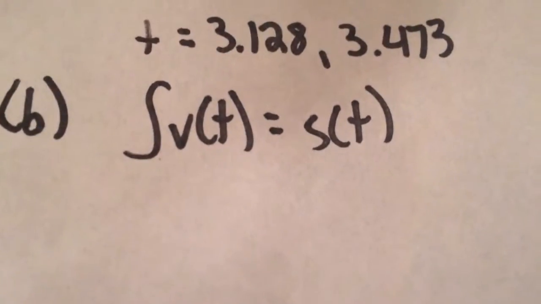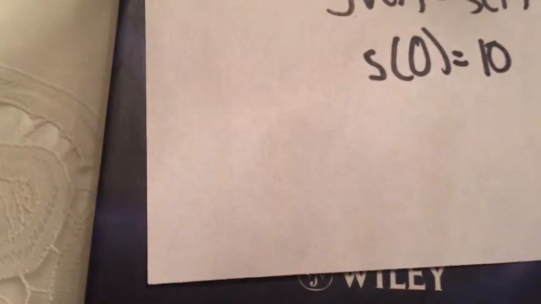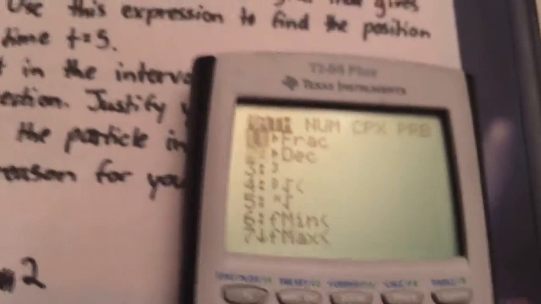And also we have to realize that s of 0 equals 10. So that is our constant when we integrate v of t. We have that 10 added there. So what I'm going to do is go back to my calculator since I'm allowed to use it, and I'm going to integrate the function through this.